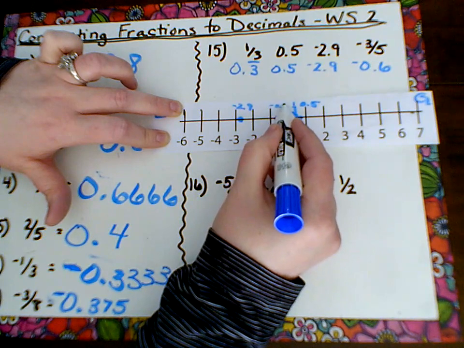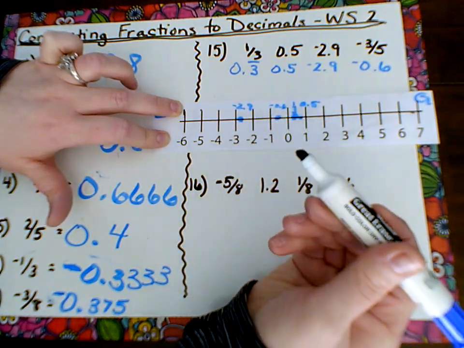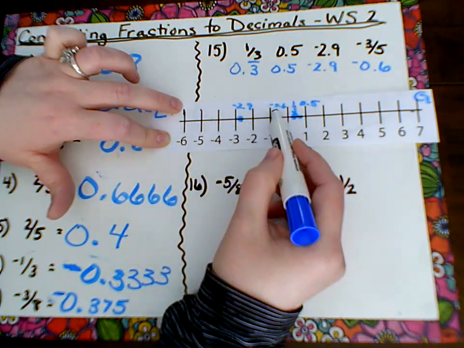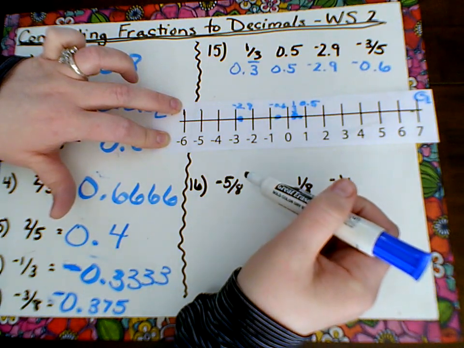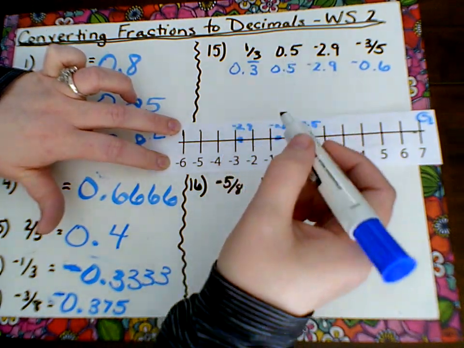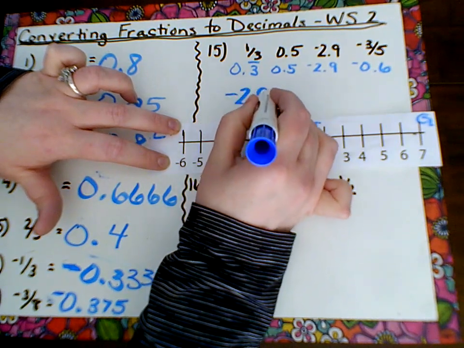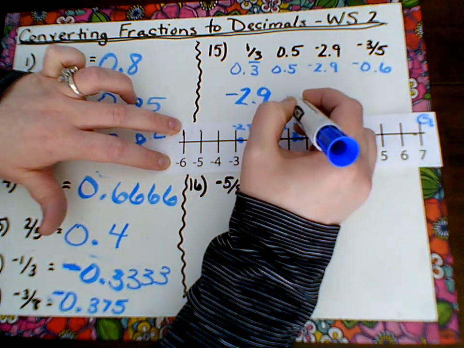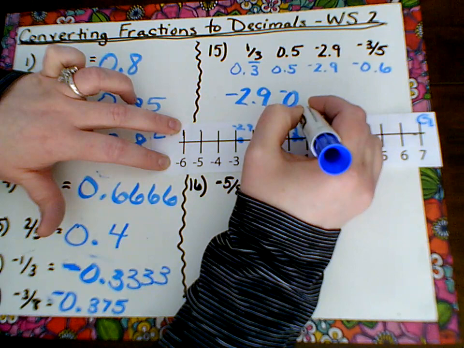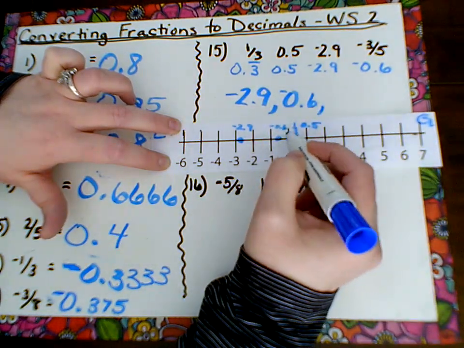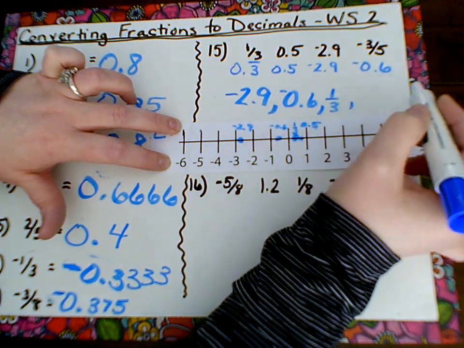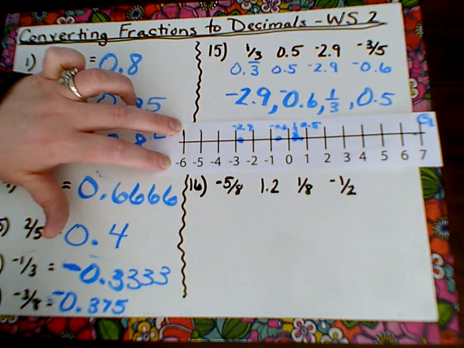So -0.6. Now I know this is hard to read because I have such a wide-tipped marker, but if I wanted to go from least to greatest, I would just write my numbers down from left to right after you've plotted them on the number line. So I have -2.9. Then I move to -0.6. Then next in line is the 1/3, followed by 0.5. And there we go. We've answered that question.